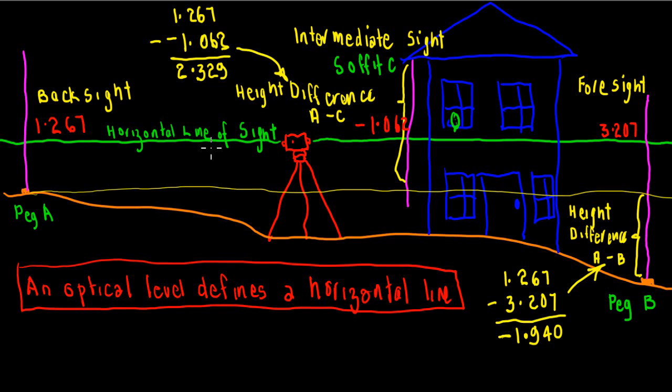And there you have it in a nutshell, really. Real basic levelling. The level, an optical level, defines a horizontal line.